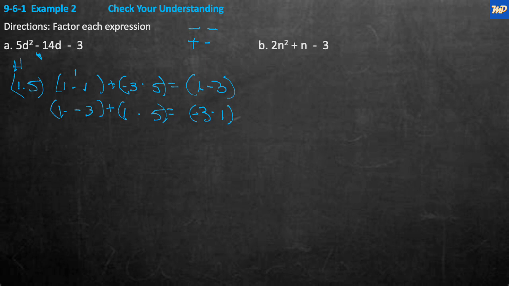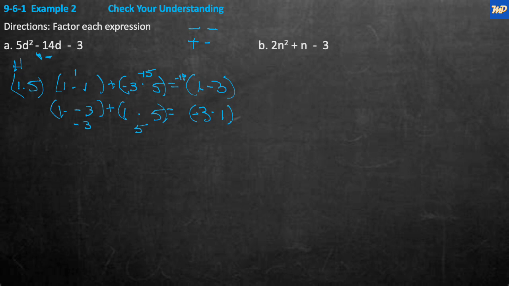-3 times 5 is -15. I drew that backwards, -15. And this one here is 1 times -3, which is -3. And 1 times 5 is 5. And we're adding these, right? What we're looking for is a -14. So if we're doing this right, we're going to have -15 right here, and a positive 1 is going to be -14.